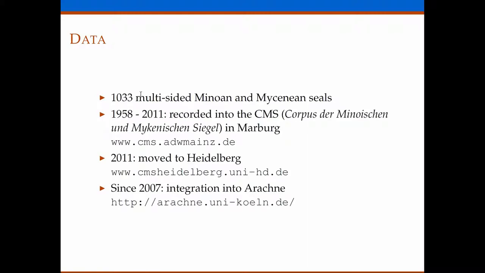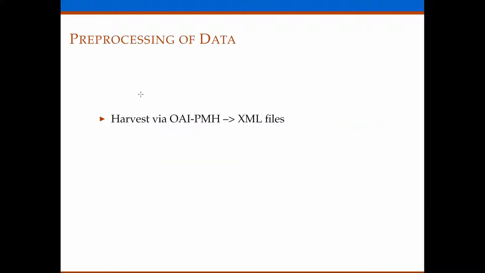Just a bit of history. They are collected in the Corpus der Minoischen und Mykenischen Siegel, which moved to Heidelberg in 2011. And in 2007, all the information about the seals was digitized in a database, which allows me to process them with a machine. Which I did: I harvested the data with the OAI-PMH harvesting protocol and got a bunch of XML files, which I then further processed with the help of Python into CSV.